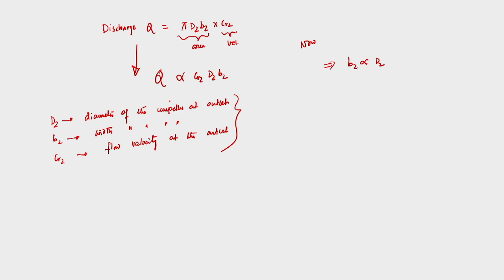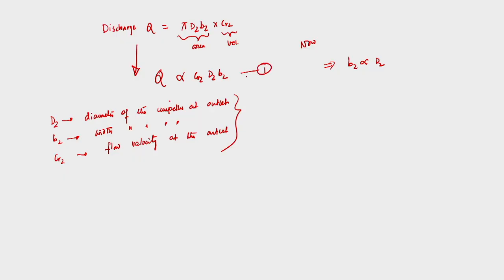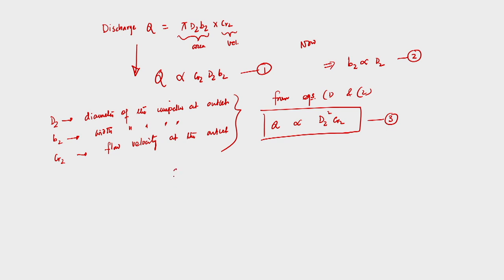So B2 varies as D2, that means the width of the impeller is proportional to the diameter. To obtain a desired flow rate, if I increase D2, then B2 has to increase. So if I write this as equation 1 and this as equation 2, then from equations 1 and 2, I can obtain that Q is proportional to D2 square into CR2. I am writing this as equation 3. Note that this CR2, the flow velocity, is proportional to root of 2gh, that is, proportional to root of h, the head developed by the pump.